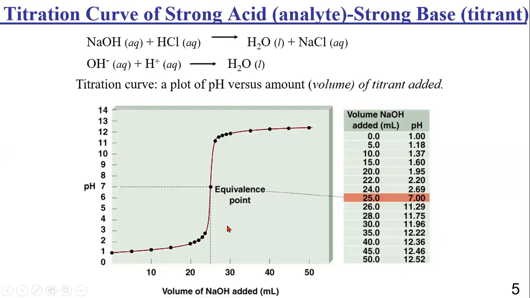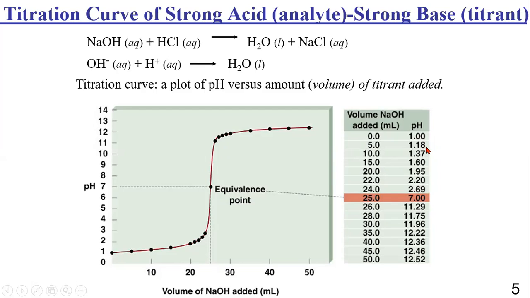Now let's look at this curve briefly. How can I tell what the equivalence point is, and where is the equivalence point? Well, the equivalence point occurs at the major change in pH value. If you look at this curve, there's a gradual increase in pH. Let's say it's going from pH 1 and slowly going up.